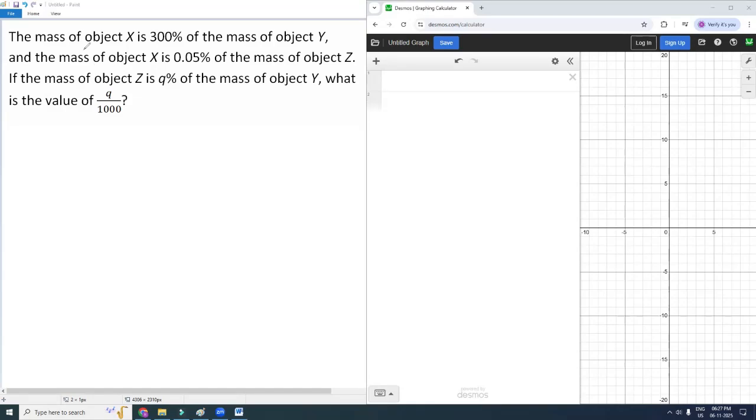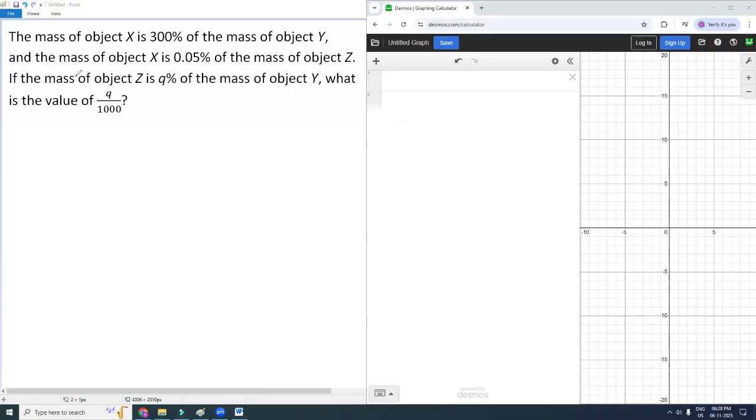Here we have a SAT math problem. Okay, let's go to the question. The mass of object X is 300% of the mass of object Y, and the mass of object X is 0.05% of the mass of object Z. If the mass of object Z is Q% of the mass of object Y, what is the value of Q over 1000?